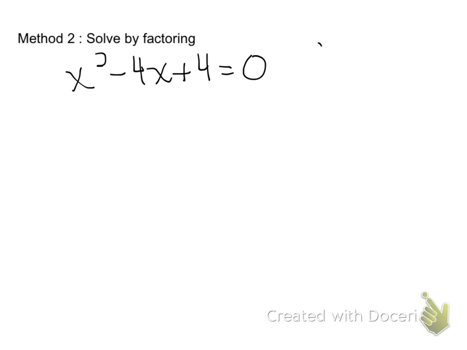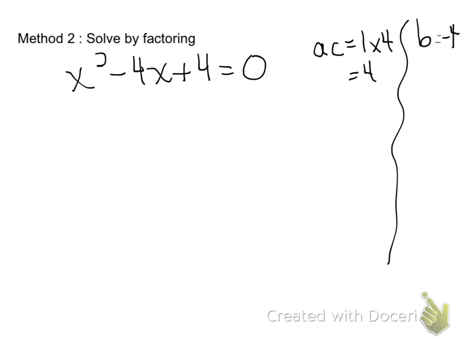So if we're going to try to factor, we're going to do the ACB method. 1 times 4 is equal to 4, and my b value is negative 4. Okay. So the factors of 4 would be 2 times 2 or 4 times 1. We need negative 4, so negative 2 minus 2 works, but that means I have to add 2 negatives here and make sure that it works. Negative 2 times negative 2 gives me positive 4, and negative 2 minus 2 equals negative 4, so that works.